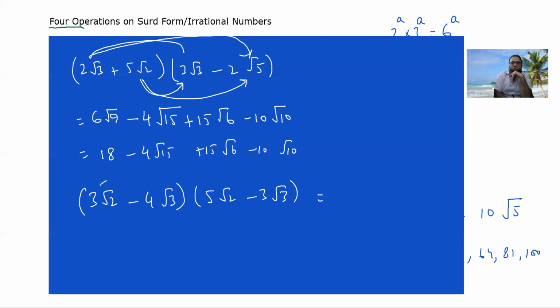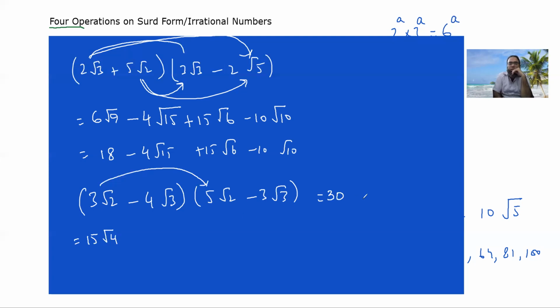So what is 3 under root 2 into 5 under root 2? 15 under root 4. That is going to be 30. Now you just try to skip some steps here. 15 under root 4, you were telling perfectly correctly. This is 15 under root 4.